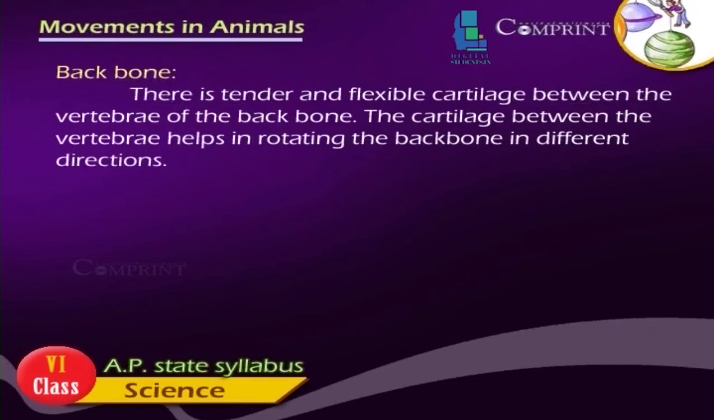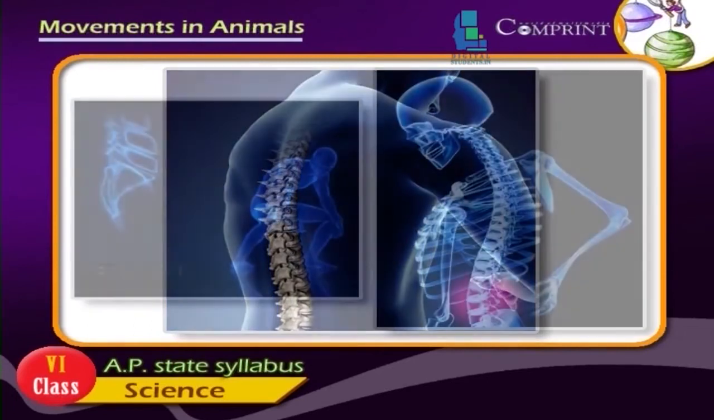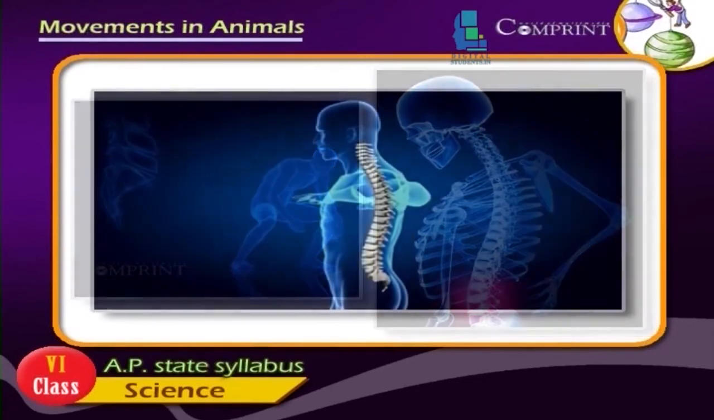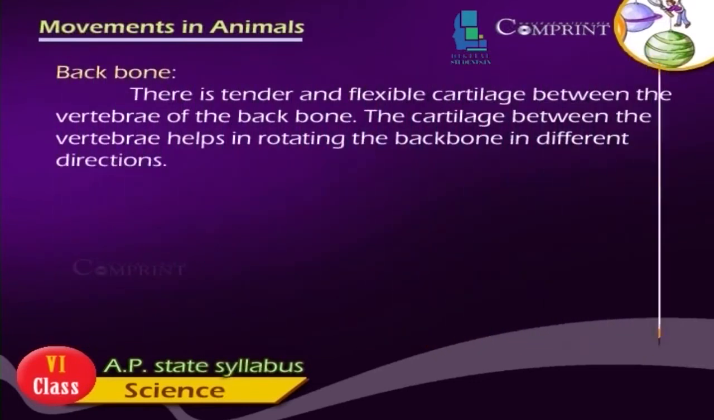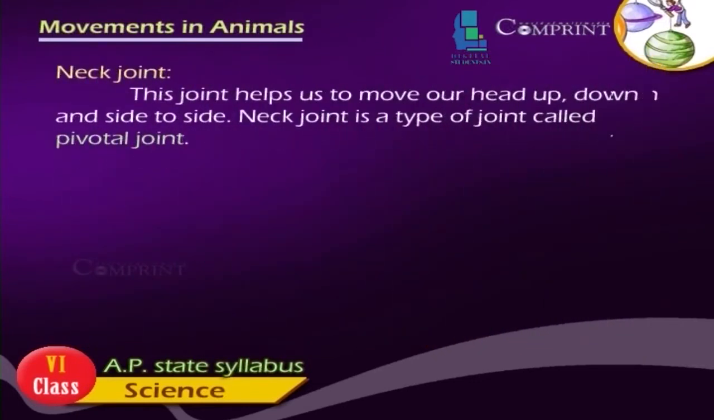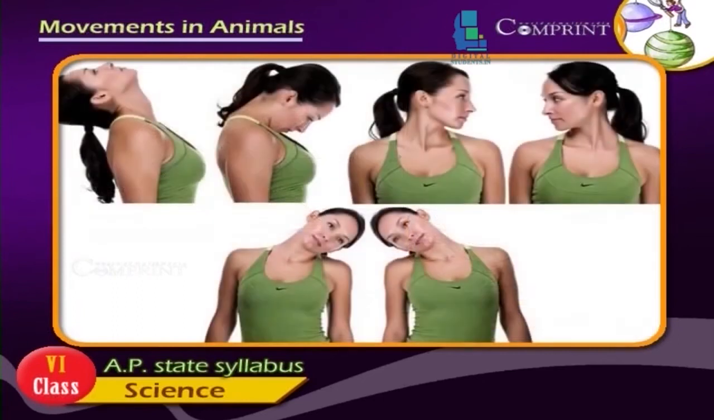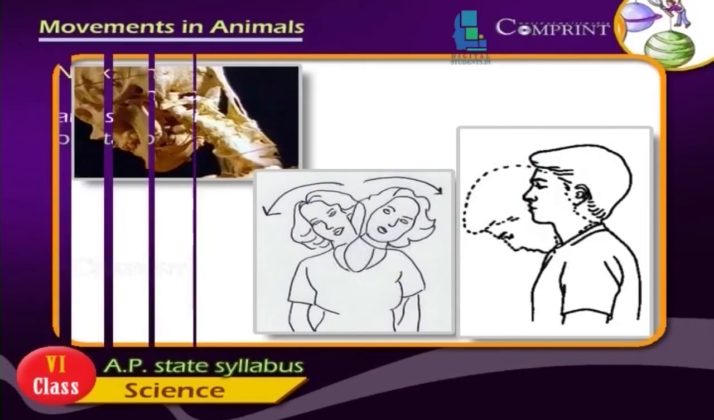Backbone. There is tender and flexible cartilage between the vertebrae of the backbone. The cartilage between the vertebrae helps in rotating the backbone in different directions. Neck joint. This joint helps us to move our head up, down and side to side. Neck joint is a type of joint called a pivotal joint.